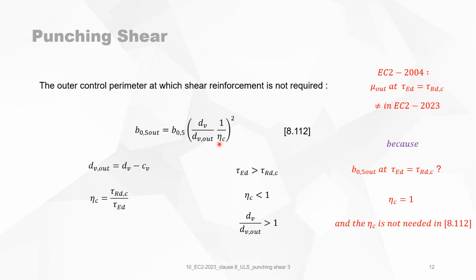Eta_c can never be bigger than 1. Otherwise, you will have a problem, and then b0.5,out can be smaller than b0.5, which is not logical. So that's why I believe that the definition of b0.5,out is different from the one in Eurocode 2 2004. And of course, tau_Ed equals this formula, just complete.